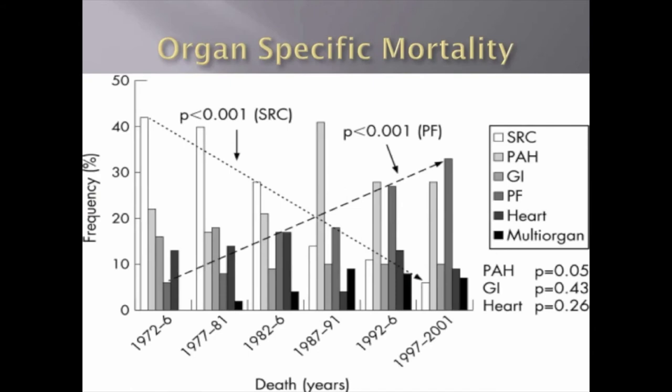So that's the organ-specific mortality, showing a change in the shift. The bottom line is that people used to have major trouble with kidney disease. Kidney doctors are really good. Now people have problems with the thorax, pulmonary hypertension, interstitial lung disease, and we think we're getting better as we go along.